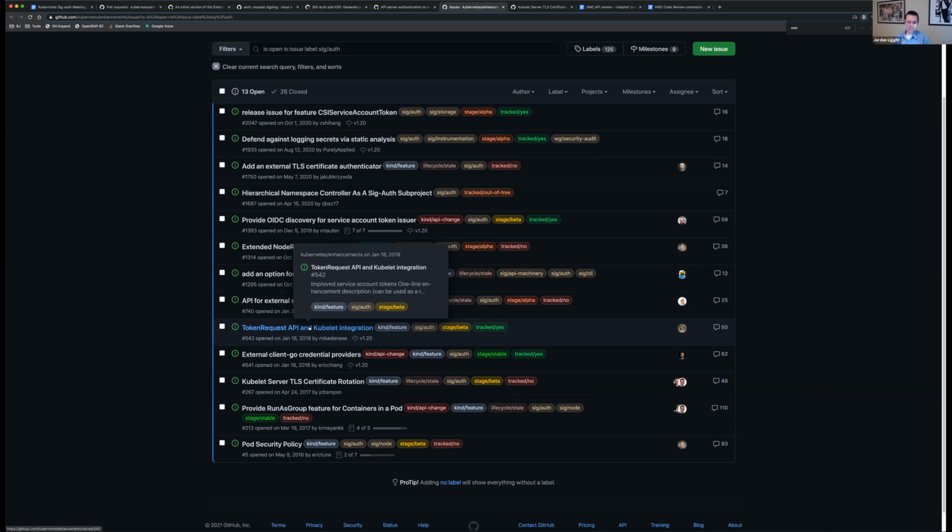If that goes GA in 1.21, then we can take the projected tokens inserted by admission to beta in 1.21. These things depend on the token request API, which is now GA. Projected token depends on the CA bundle, which could go GA in 1.21. And then projected tokens could go GA in 1.22.